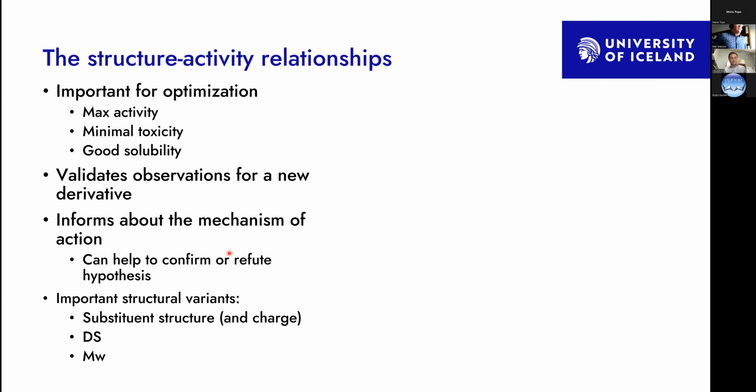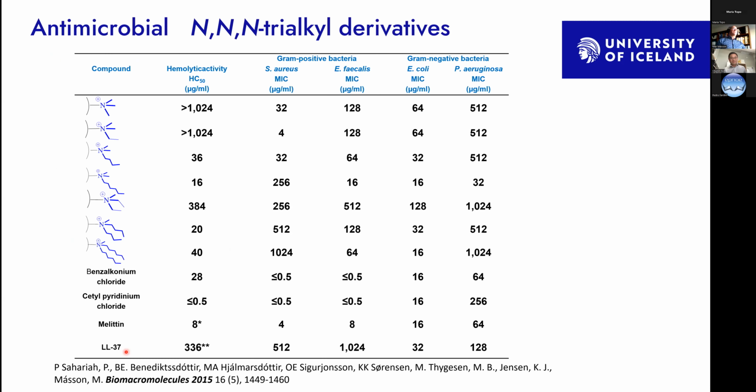And inform about the mechanism of reaction to confirm or refute some hypotheses. Important structural variants are then substituent structure, the degree of substitution, and the molecular weight. If I talk about the substituent structure, this is a study, for example, that we did with antimicrobial N-alkyl derivatives where they are fully substituted because we use TBDMS.